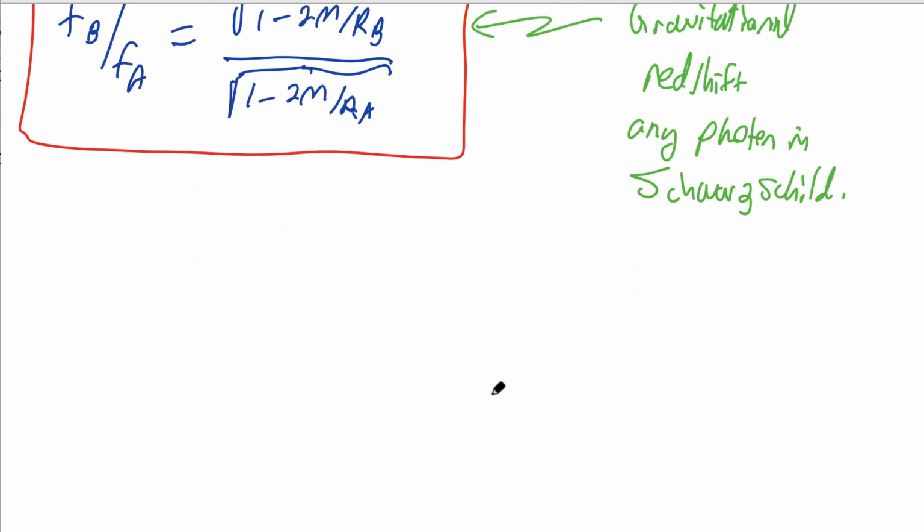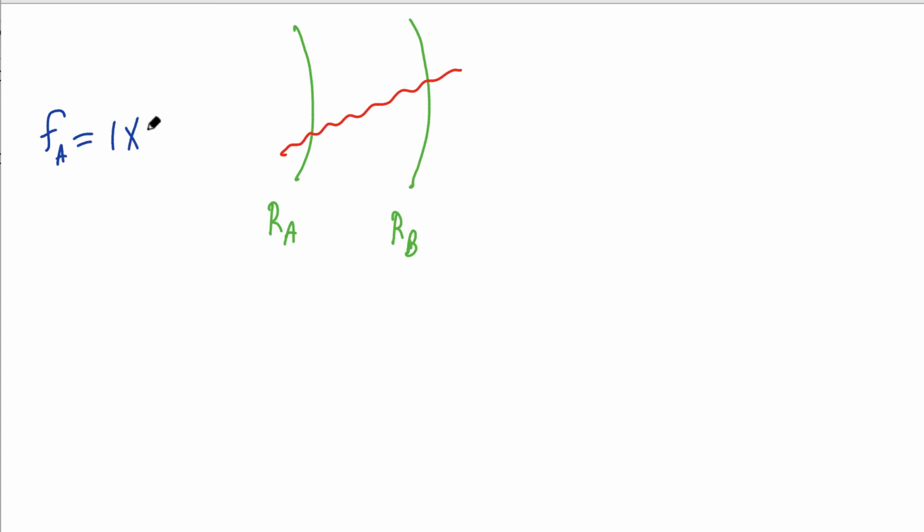This result actually has some important implications. Let me draw the picture once again. Here's areal radius r sub a, areal radius r sub b, and here's the light traveling past A and past B. Let's say that observer A measures the frequency of that light, f sub a, as 1 times 10 to the 14th hertz. So observer B would see the frequency of the light as being redshifted to maybe 1/2 times 10 to the 14th hertz.